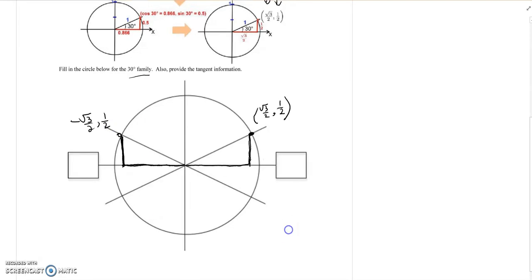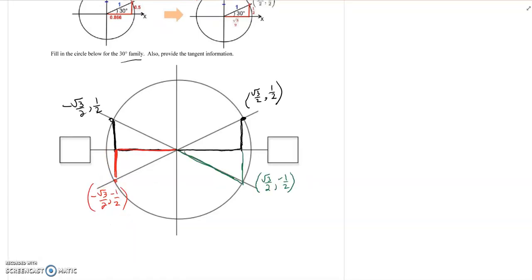Now, down here, we have our long side, which is negative root 3 over 2, and our short y, which is negative 1/2. We can fill out the rest of the coordinates with our last coordinate down here, where our x-coordinate is root 3 over 2, which is our long side, and our y-coordinate, which is short, is negative 1/2.